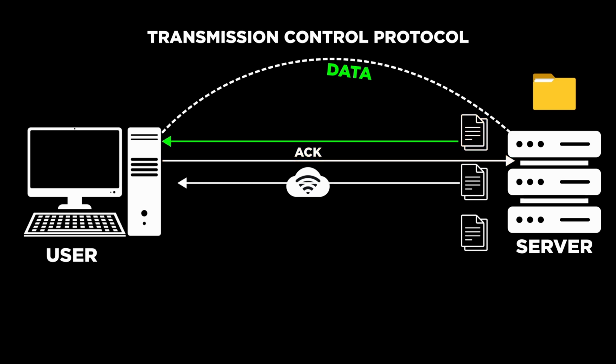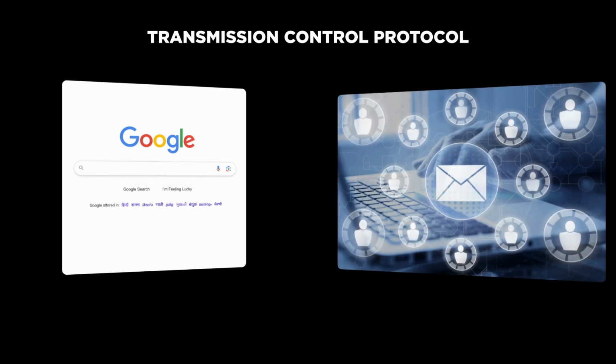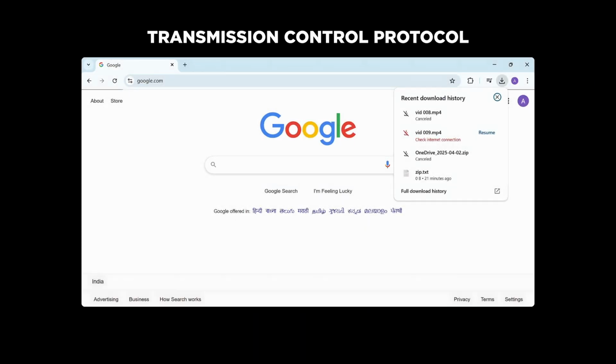It sends the next packet after the successful delivery of the previous packet. It never drops any packet, so no data loss. As it confirms the delivery of each packet before sending the next packet, it is slow. TCP is used in getting static websites or sending emails or downloading files from the internet.